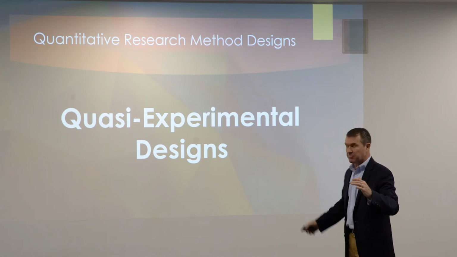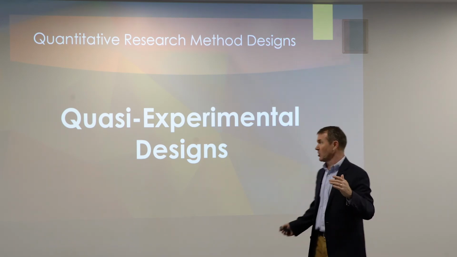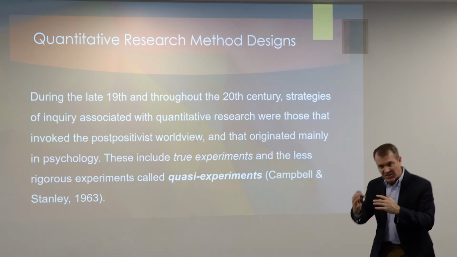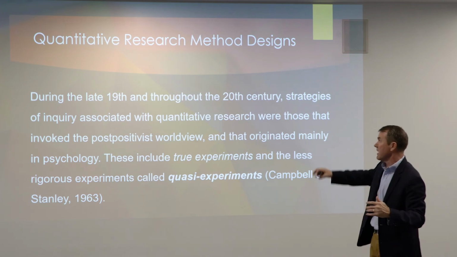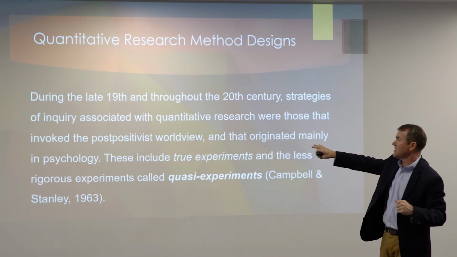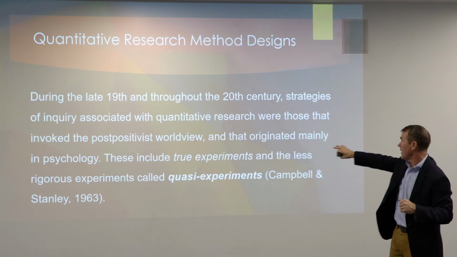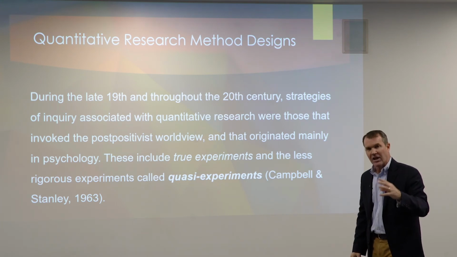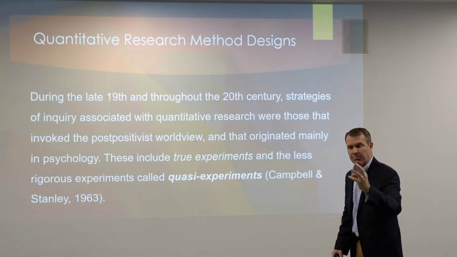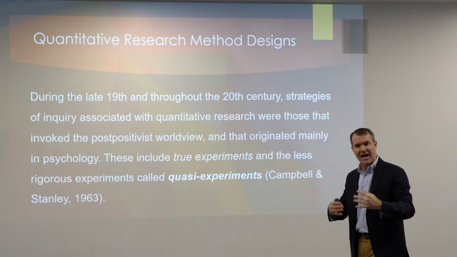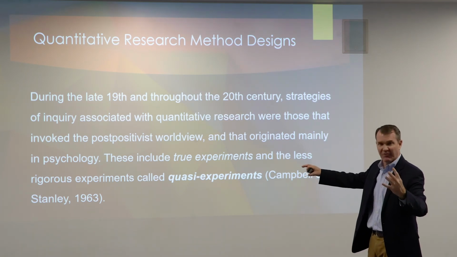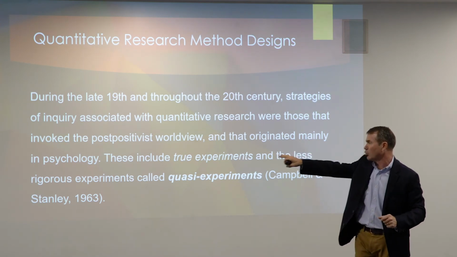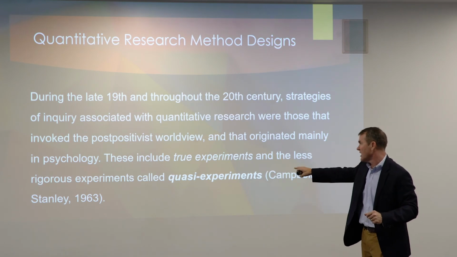Next, we have quasi-experimental designs. During the 19th and 20th century, strategies of inquiry, they wanted to look at an experiment with quantitative research, those that invoked a post-positive worldview. And they originated mainly in psychology. So in psychology, they wanted to look at these independent variables being manipulated for the outcome on someone's psyche or psychological experiment. It's often social experiments as well. These include true experiments and the less rigorous experiments called quasi-experiments.